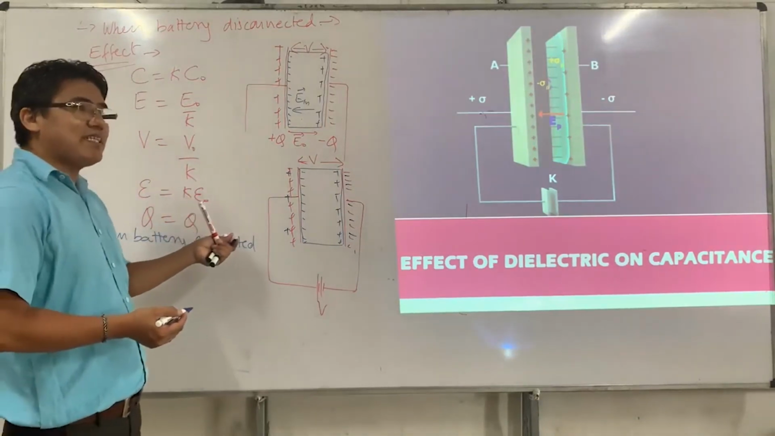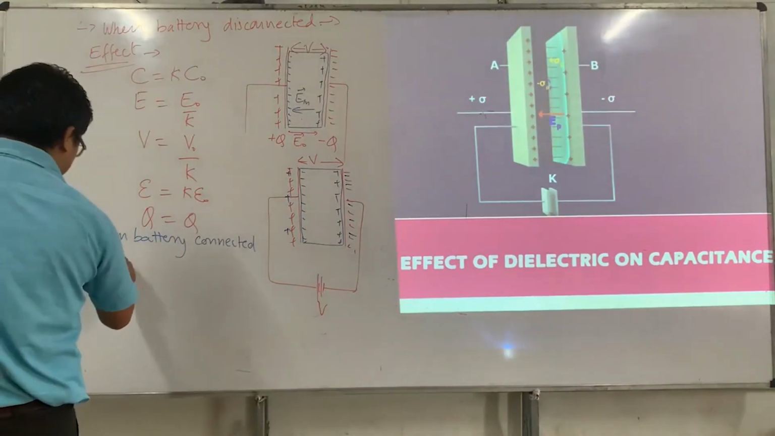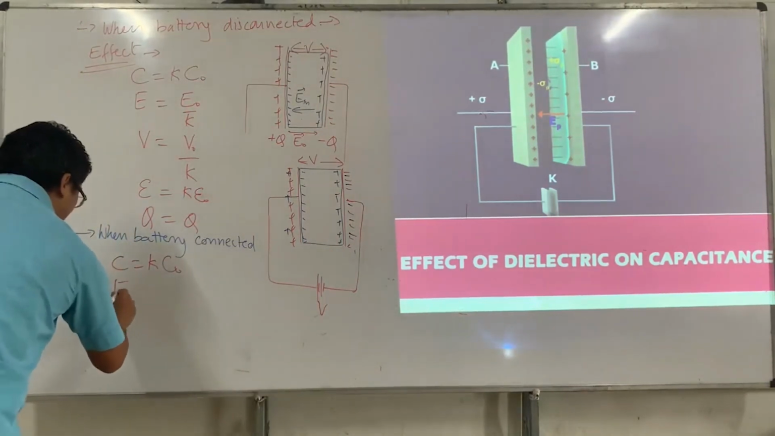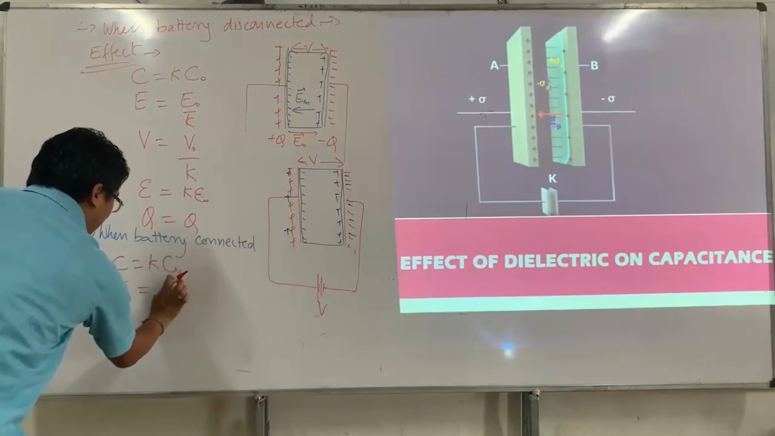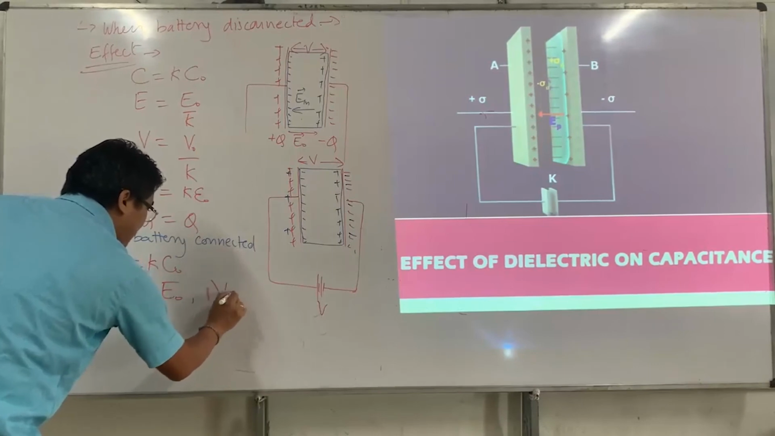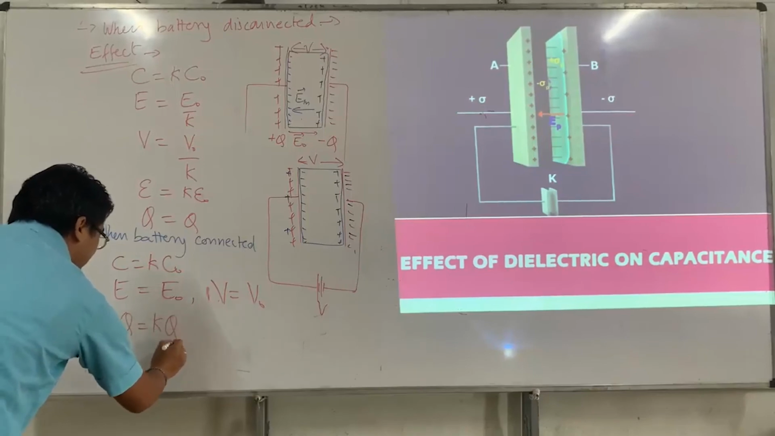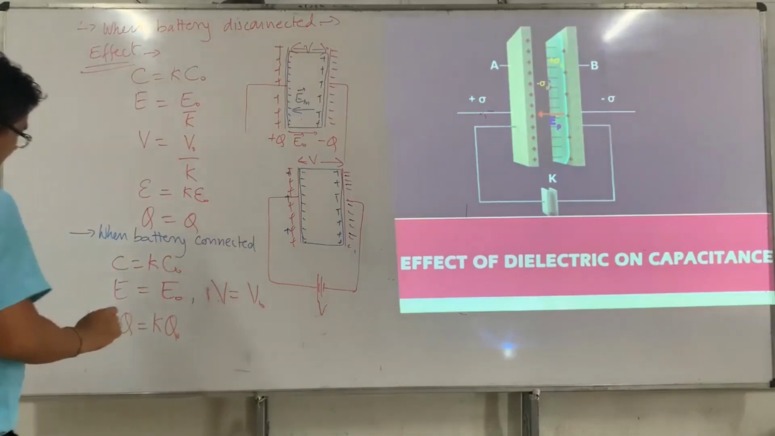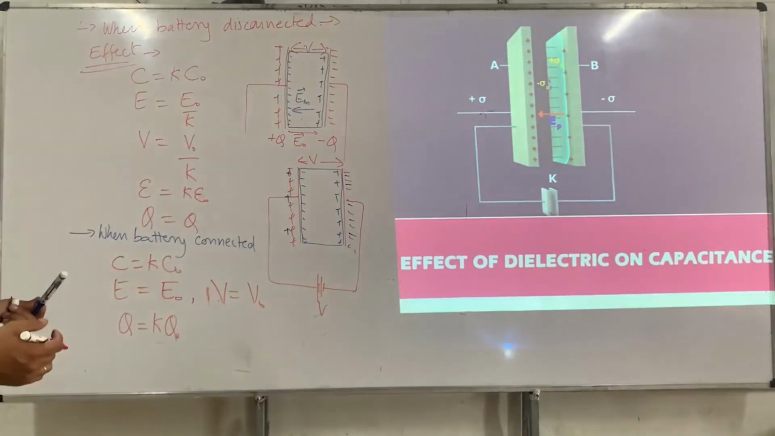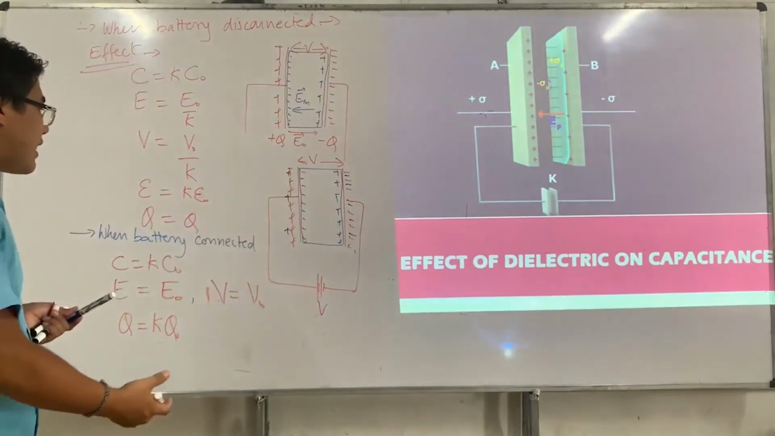So now charge doesn't remain the same, right? Therefore, in this case, capacitance is going to increase. Electric field remains the same. Why? Because the battery maintains the electric field. And the potential remains the same. Why? Because the battery maintains the potential. What is going to change is the charge. Why? Because the battery supplies charge so that the potential remains the same, so that the electric field remains the same.